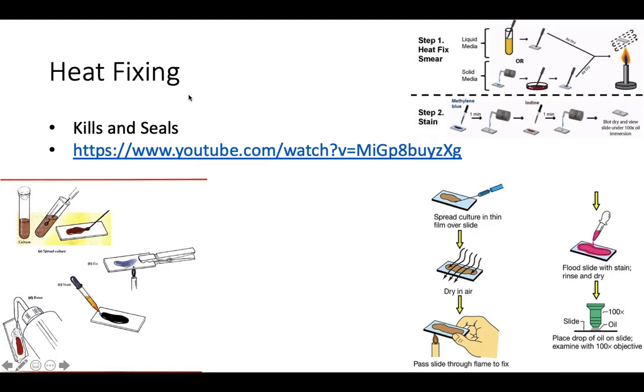So once you've heat fixed, pretty much every single type of stain that's going to be considered a fixed mount is going to begin with a heat fixing process of some form. There are other fixative processes that involve, instead of heat, acid, methanol, different types of chemicals that will permanently seal the bacteria to the slide.